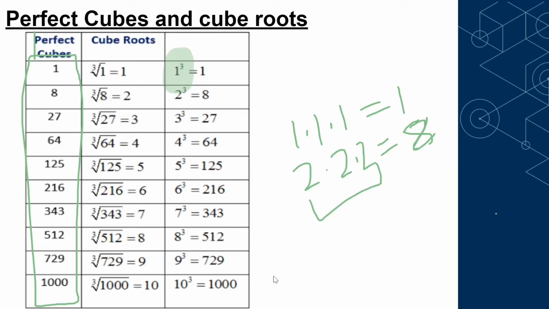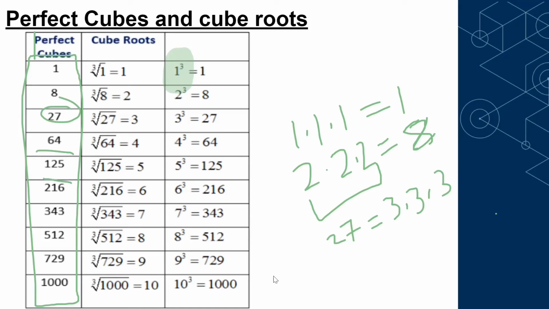So if you're trying to determine the perfect cubes, you should be able to ask yourself, is there a number that if I multiply the same number 3 times, I get the result I'm looking for, right? So for 27, it's actually 3 times 3 times 3. I have to multiply 3 three times to get 27. I have to multiply 4 three times to get 64. I have to multiply 5 three times to get 125.